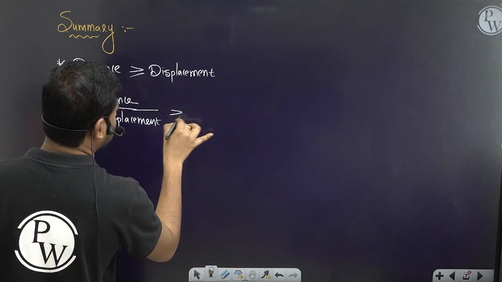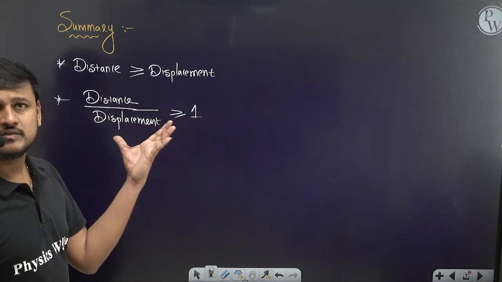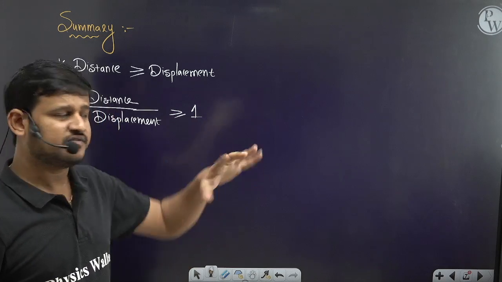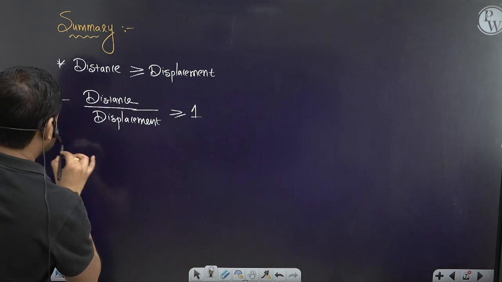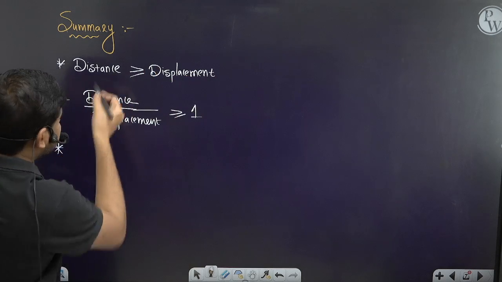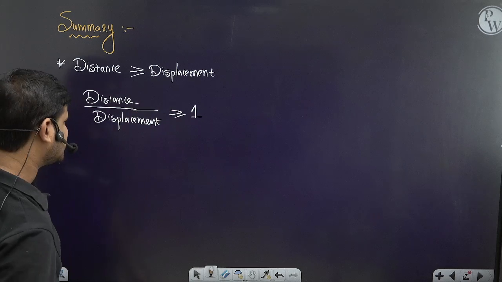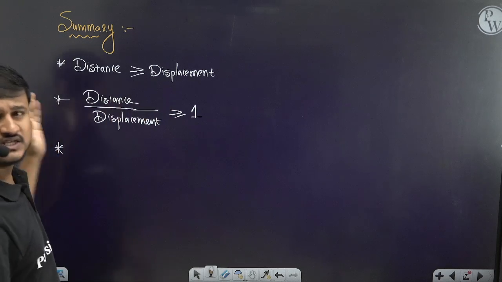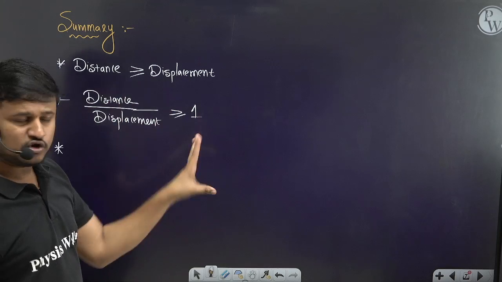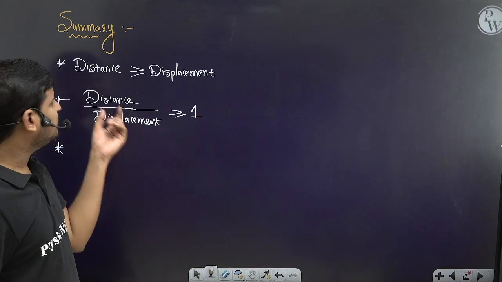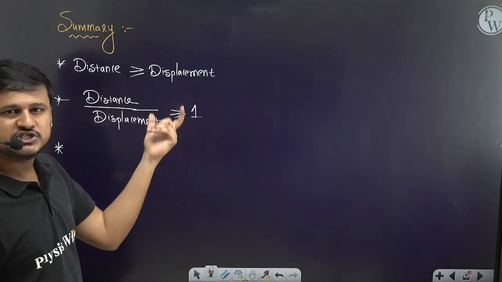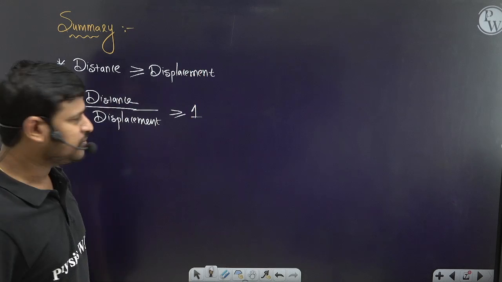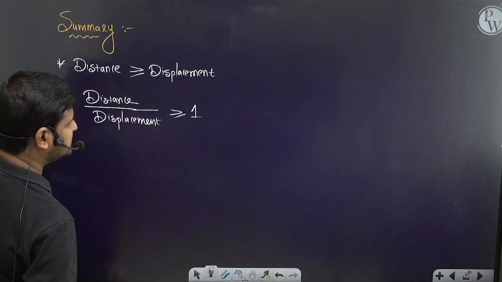Yes or no? Just write along with me. This summary is very, very important. We are just summarizing the whole chapter now. Next, we know that distance is a scalar quantity and displacement is a vector quantity. The units are either meters, centimeters or kilometers, whatever. The dimensional formula is M to the power 0, L to the power 1, T to the power 0. So this is about distance and displacement.